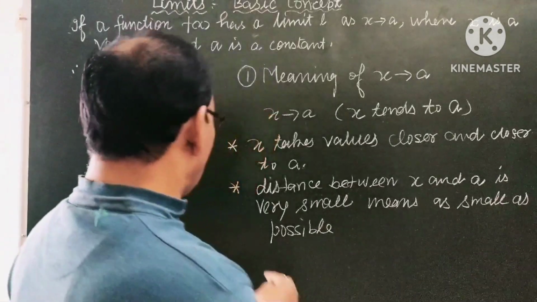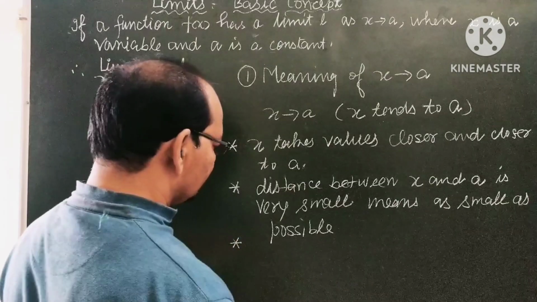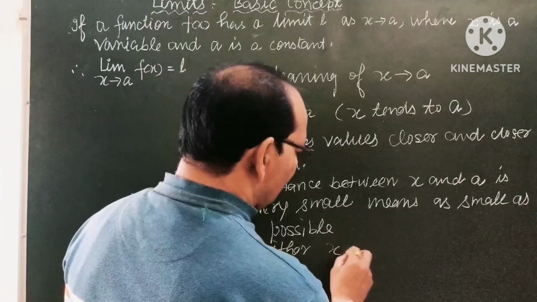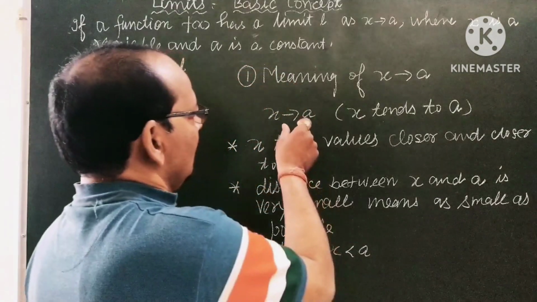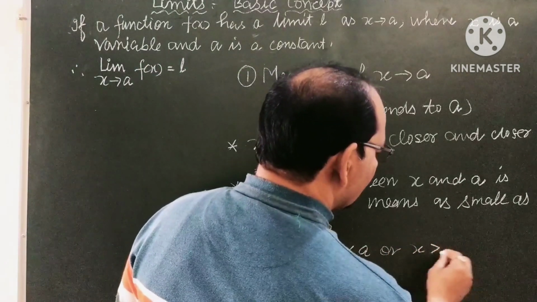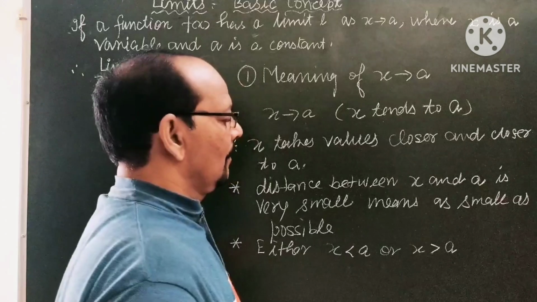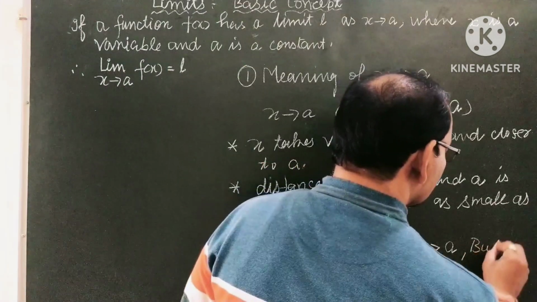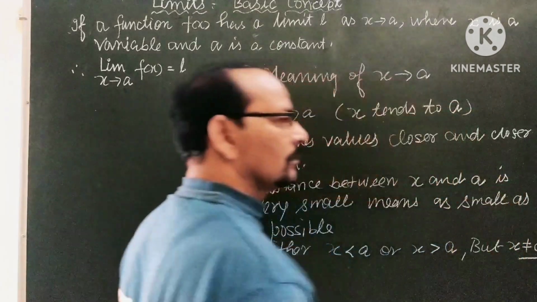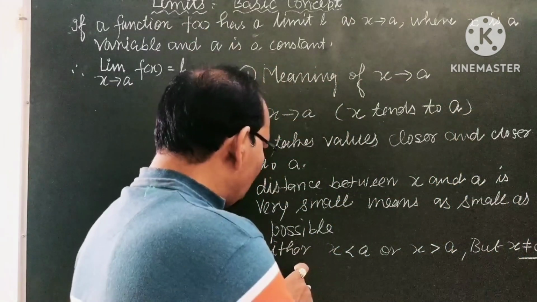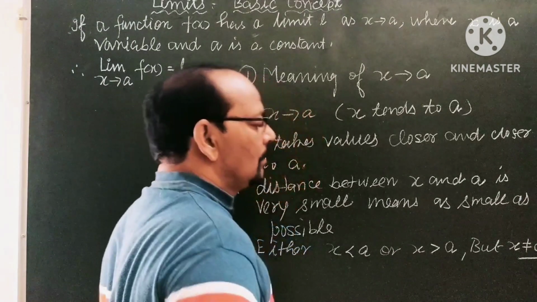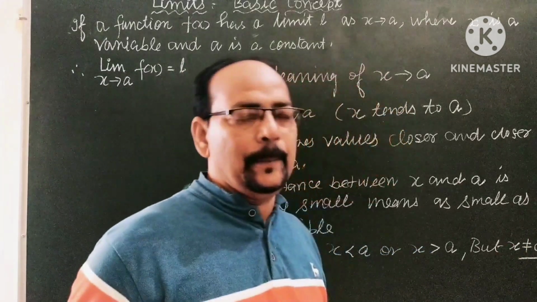will be. And the third point is, either x less than a, or x greater than a, but x not equal to a. Here three conditions are given: either x less than a or x greater than a, but x not equal to a.